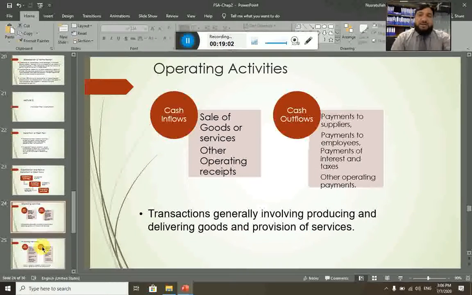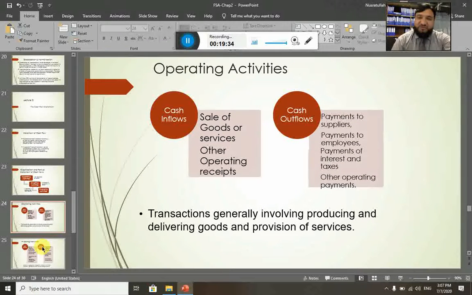Okay, let's discuss some of the operating activities. Under operating activities, all the cash inflows are from sales of goods. When we sell goods or services, we have an inflow of cash. So all the activity related to sales of goods and services and the money coming in from those activities are recorded under operating cash inflows.